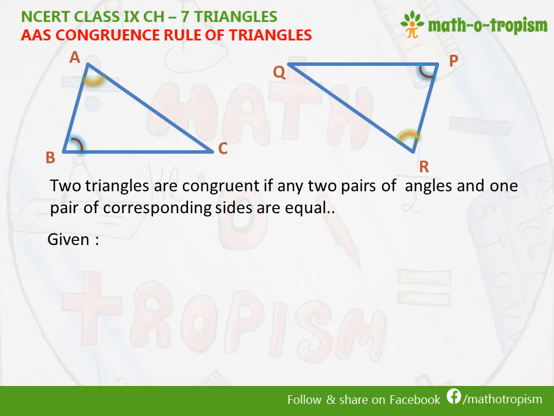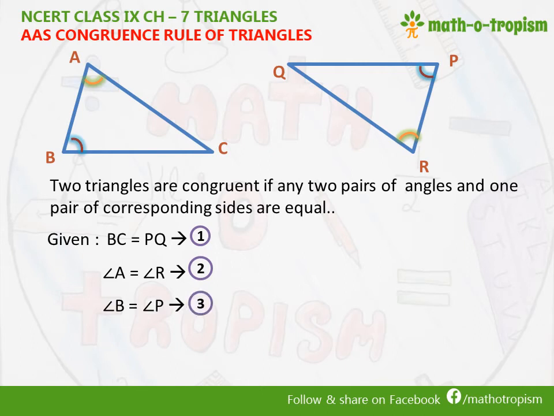Given is BC equal to PQ, assuming that one of the sides, so let it be equation 1. Angle A is equal to angle R, which we'll keep as equation 2. And finally angle B is equal to angle P, which we'll keep as equation 3. So here the two angles and one of the sides of the two triangles are equal. Therefore, by AAS congruence, that is angle angle side congruency, these two triangles are congruent.